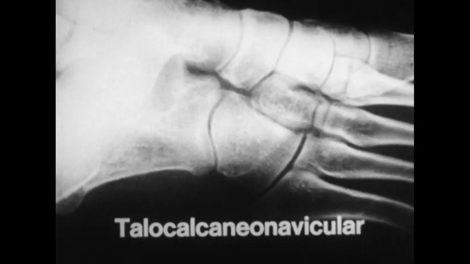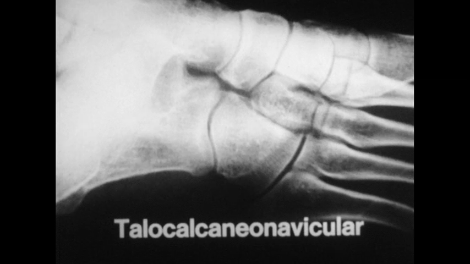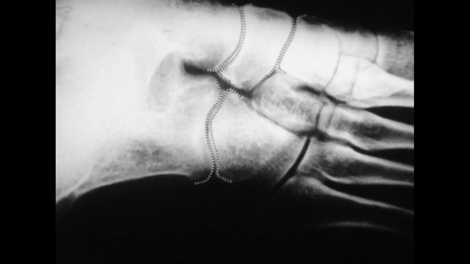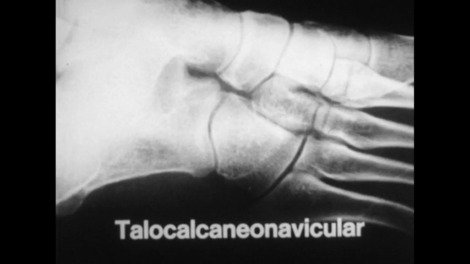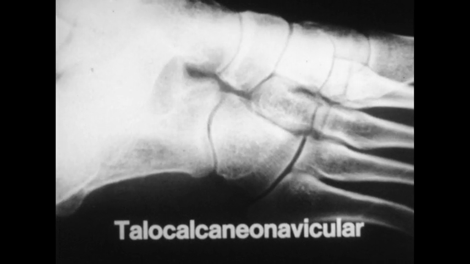The talocalcaneonavicular joint resembles a ball and socket joint. The head of the talus fits into a socket formed by the calcaneus and navicular with mixed rotary and gliding motion. The bones are bound by strong ligaments, articular capsules, and synovial membranes. They allow inversion, eversion, abduction, and adduction of the foot.